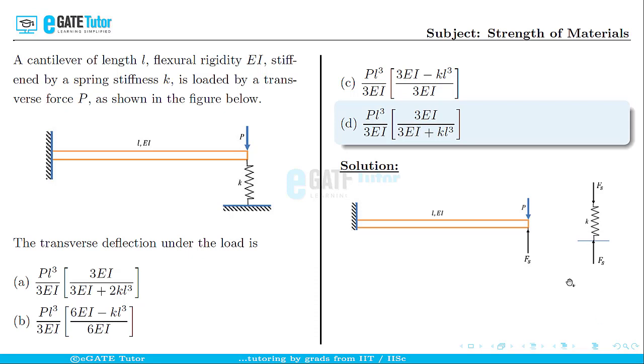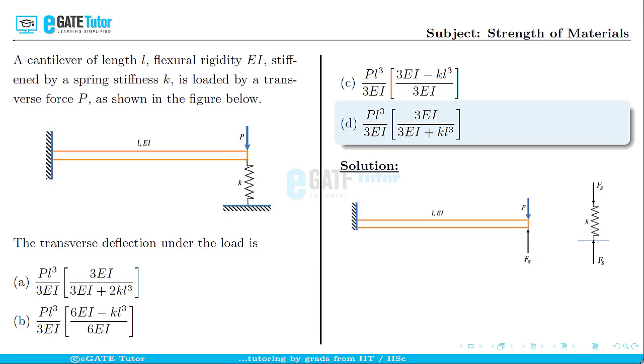Now let us consider delta 1 as the deflection obtained in this particular case, and delta 2 as the deflection obtained under this particular configuration of the spring. We know that whenever a cantilever beam is subjected to a transverse load at its free end, its deflection is PL cube by 3EI when it has a length L and flexural rigidity EI. The length and flexural rigidity are the same here also, but the applied load is P minus Fs, so that will be the resultant load.